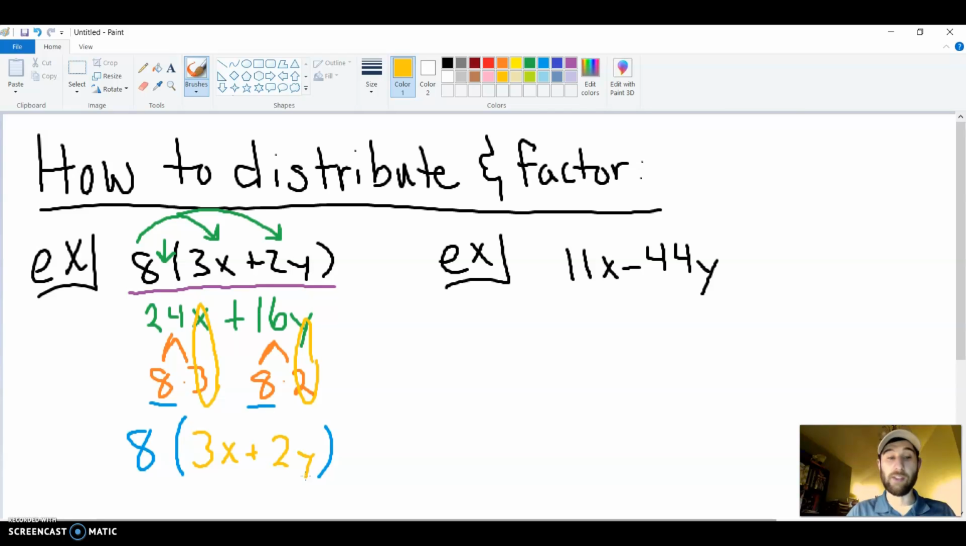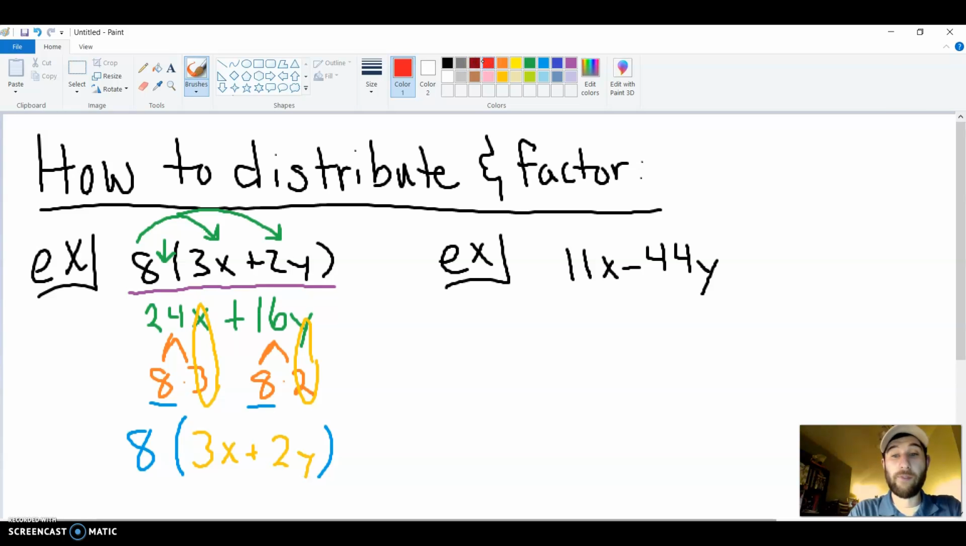So that's how we are able to go both forward with our distribution and then backward with our factoring. We look at the factors, and remember, factor means anything that's multiplied or divided. So we look at our factors of 24 and the factors of 16 for the factor that's in common to both, and that's what's written out in front. So let's do that same thing to our next example, 11x plus 44y.